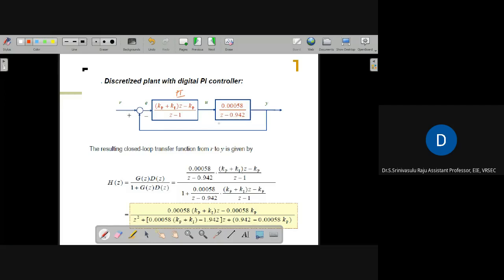So I am substituting PI here. This is a closed loop structure, right? So you can frame it as g of z h of z divided by 1 plus g of z into h of z. So there we have the big equation, h of z.